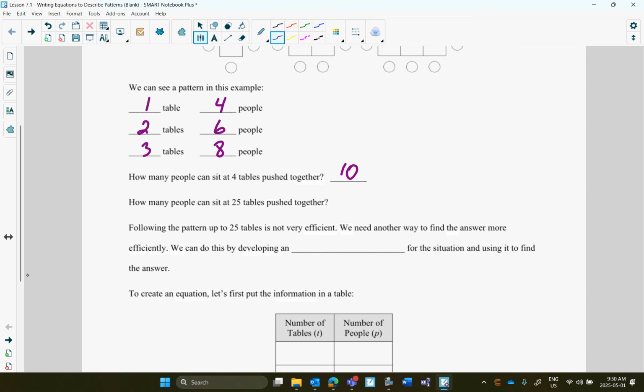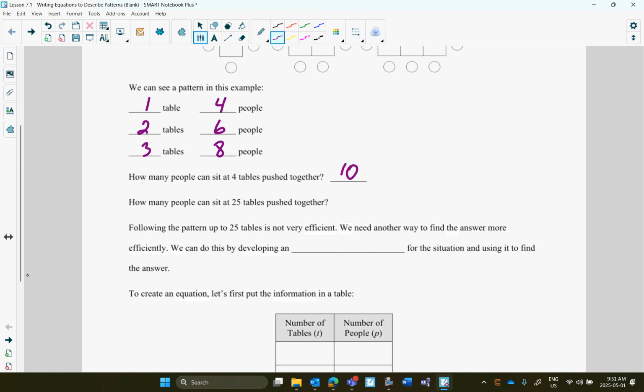what if we put 25 tables together? It's a little bit harder, right? I mean, you could follow the pattern, but that's not very efficient. Because you have to keep going, okay, 4, there's 10, 5, there's 12, 6, there's 14, all the way up to 25. That's not very efficient.